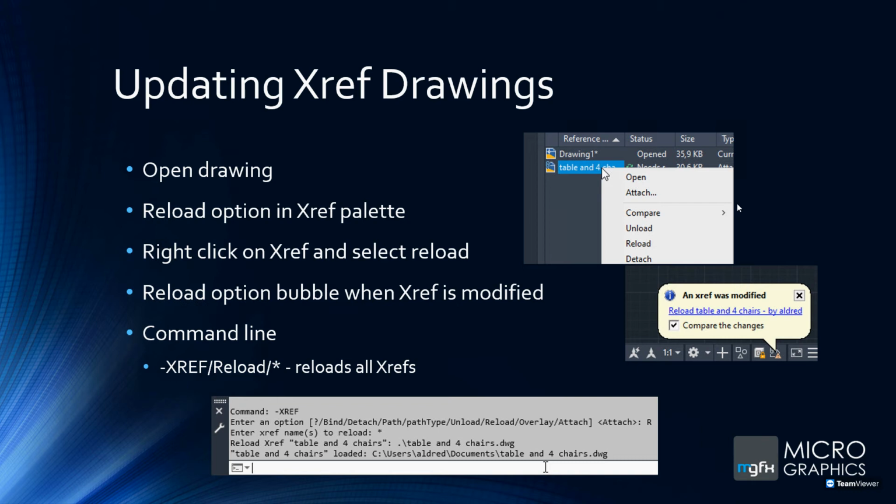If you are a command line junkie, then to reload all your Xrefs, you can just type in Xref, press enter, and then you'll see there's an option to press R for reload, and then just type in that star. So you put that star and it reloads all the Xrefs that you've got in there. So instead of having to go to your Xref palette and selecting all your files, right click and reload, you can just type that out and it will quickly reload all those files for you.